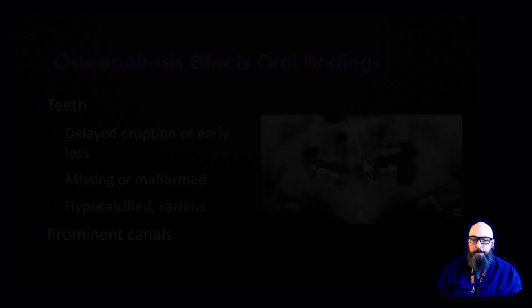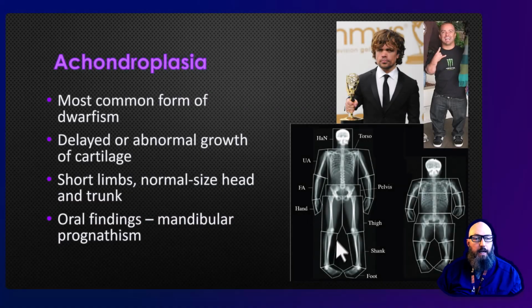All right, last one for this video is achondroplasia, which there are many forms of dwarfism. This is the most common form. Maybe you recognize some of these actors. We have Peter Dinklage. I know him best from the movie Elf, but also very popular in Game of Thrones. And then this guy is Jason Acuna, more commonly known as Wee Man.